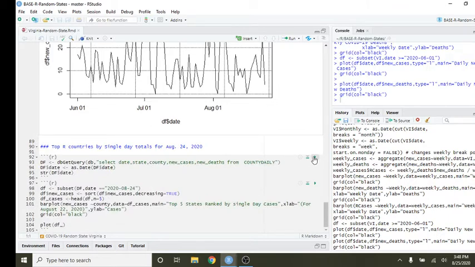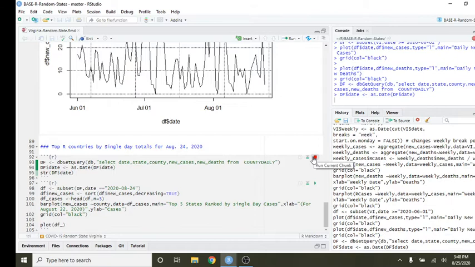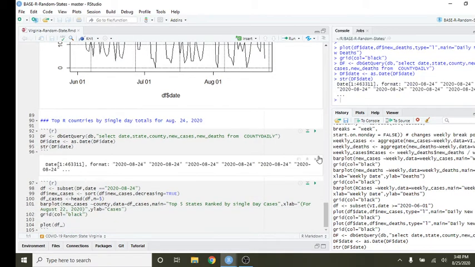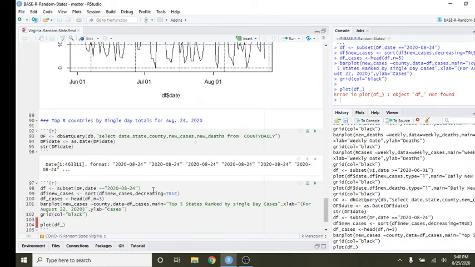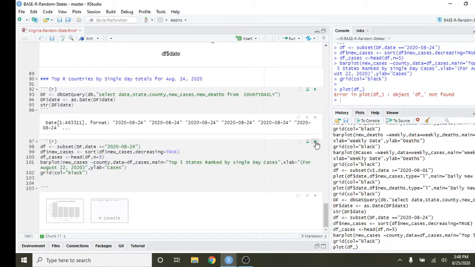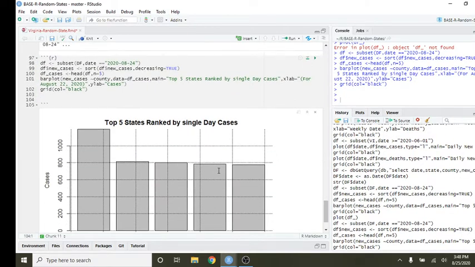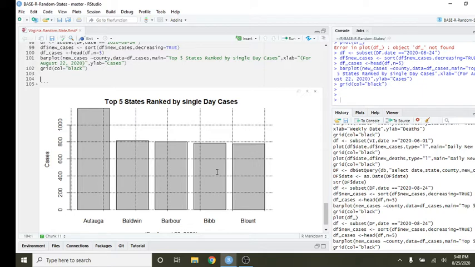Let's see if we can plot the top 5 counties here now. Pull the data again. No idea what that is. Let's try this again. Okay. The top 5 counties as far as cases are Ottawa, Baldwin, Arbor, Bibb, and Blount. Interestingly enough, the last 4.